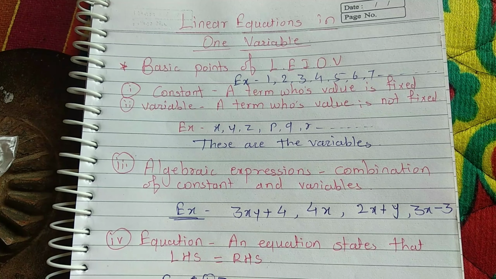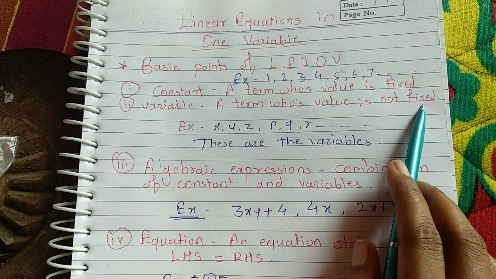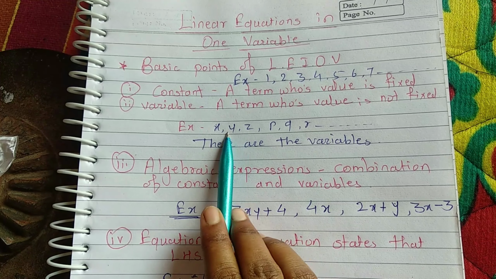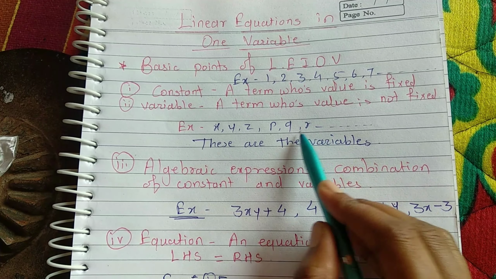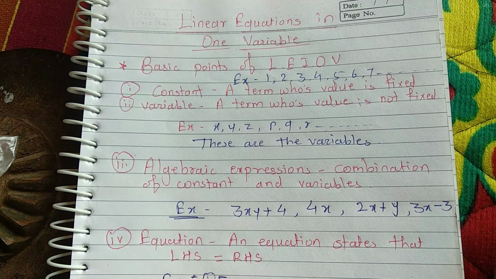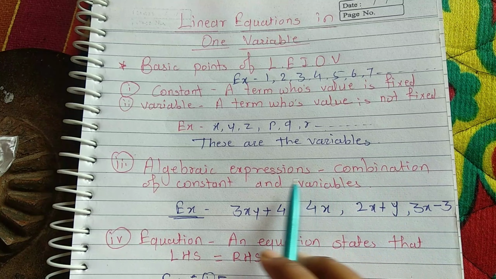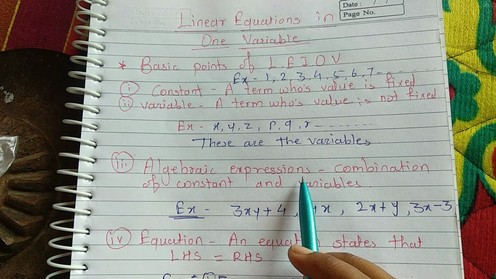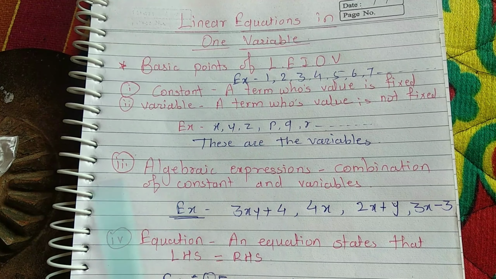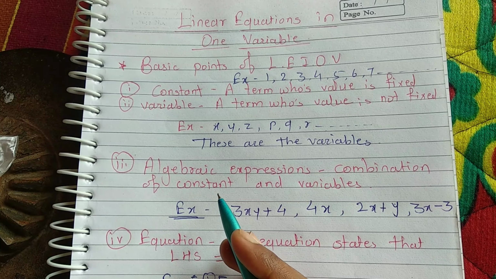Next point, variable. A term whose value is not fixed. For example, x, y, z, p, q, r, a, b, c. You can take any alphabets. These are variables. Don't confuse. Constant means does not change its value, and variable means continuously changing its value.